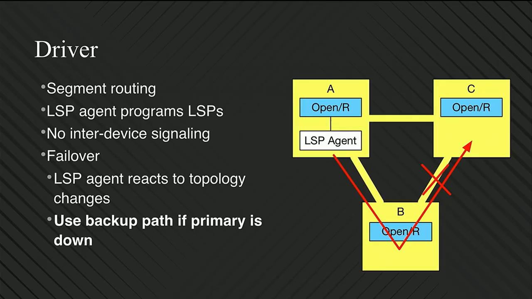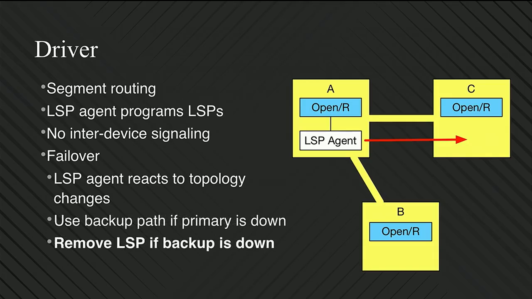We're black holing traffic. What will happen is that OpenR running in router B will detect the link is down and send an update to the OpenR agent running in router A to notify it of the topology change. The LSP agent will then get a notification from OpenR, and it will program the backup label stack into the router. And now we switch over to the backup path, and that's how failover happens. Now, in the event that even the backup path itself has a down link, the LSP agent will simply remove the LSP entirely, and we fall back to IP routing for the moment.